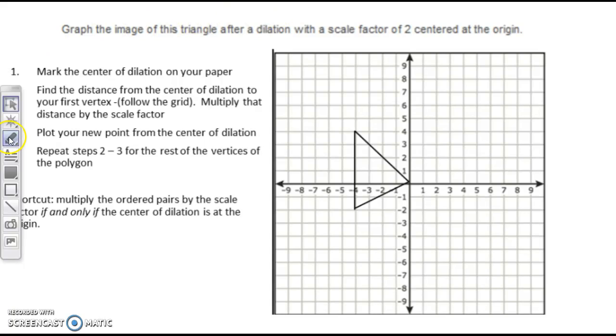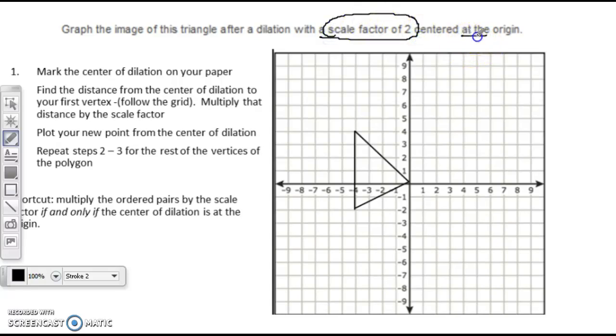Okay, so here is our first example. We're given a triangle, and we want to graph the image of the triangle after a dilation of a scale factor of 2 and a center of dilation at the origin. Since our scale factor is 2, our triangle should end up being 2 times bigger. If you end up with a triangle that's smaller, you know you've done something wrong.